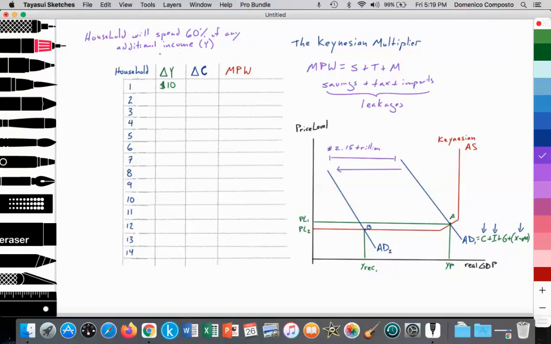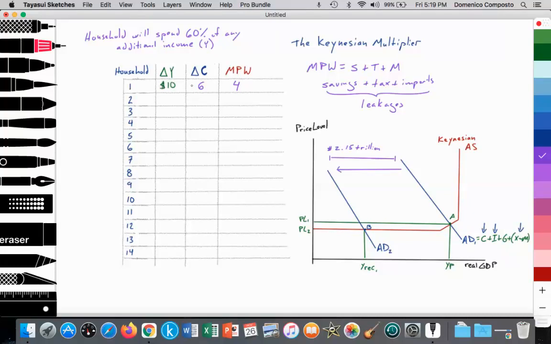So if the U.S. government is going to provide a transfer payment to the household of $10, we'll assume that the household will spend about 60% of that. And that will be $6 here. And $4 is being withdrawn in terms of savings, taxes, and imports. So 6 plus 4 is 10. $6 spent, $4 saved or taxed or spent on imported goods.